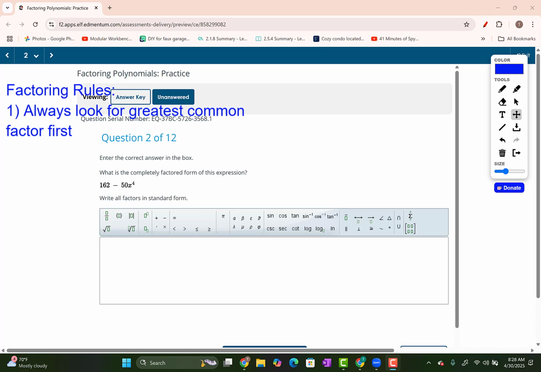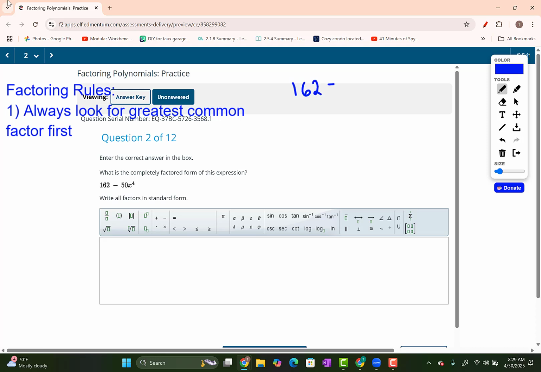Question 2, what is the completely factored form of 162 minus 50x to the fourth? Write all factors in standard form. So factoring rules, we always want to look for the greatest common factor first. I'm going to rewrite this up here at the top. There is a greatest common factor.